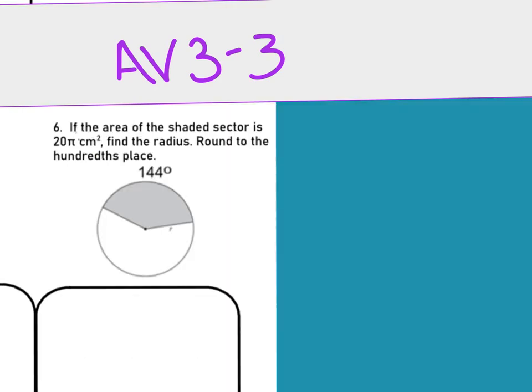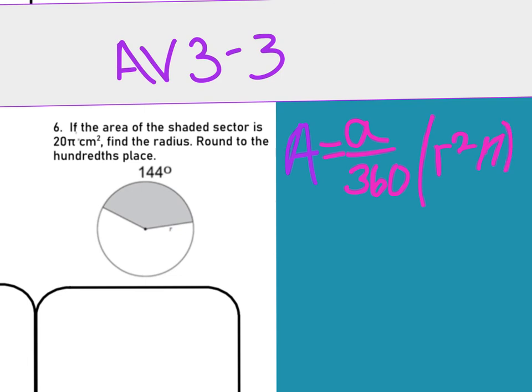Let's work backwards to find the radius of this sector. I know the formula for the area of the sector is A equals little a over 360, where little a is the arc measure, the number of degrees of that arc, multiplied by the circle, which is radius squared pi. That's the area of the circle.